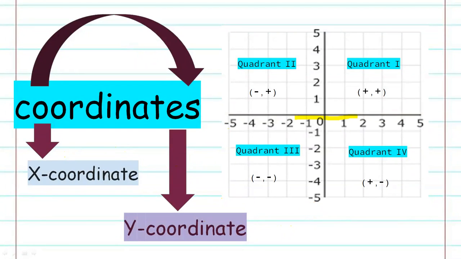The x-axis, the horizontal line, and the vertical line will divide the graph into four quadrants. Quadrant 1, quadrant 2, we are moving anti-clockwise. Quadrant 3, quadrant 4. So how many types of quadrants? Quadrant 4. It means just like blocks in our society: block A, block B, block C.